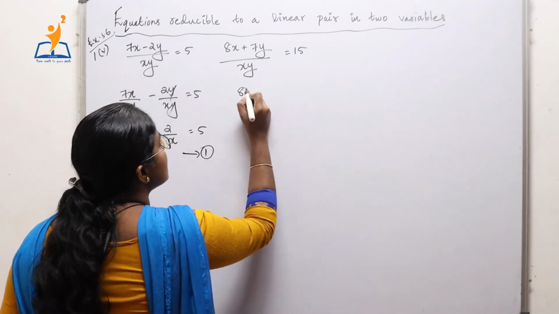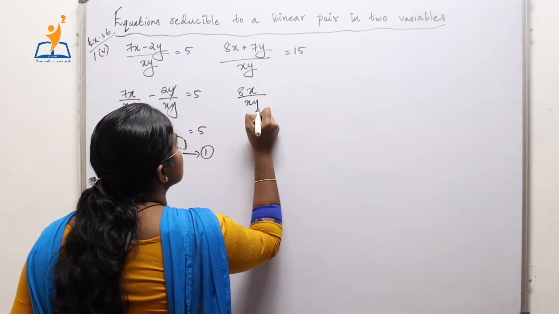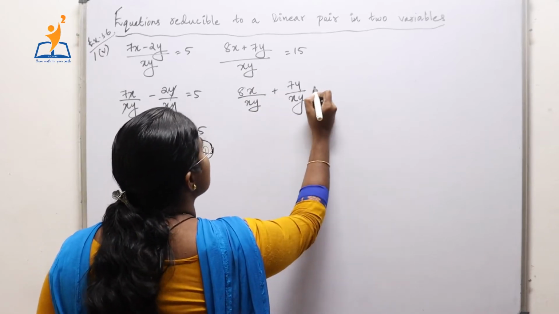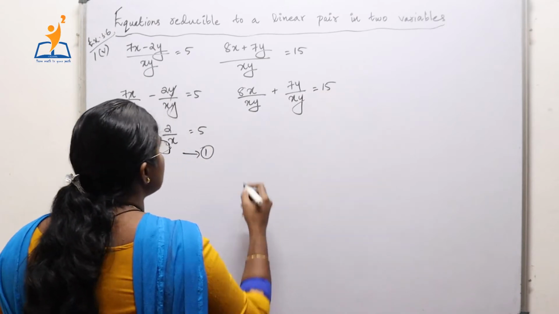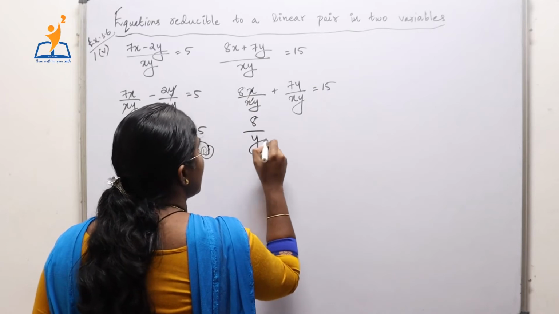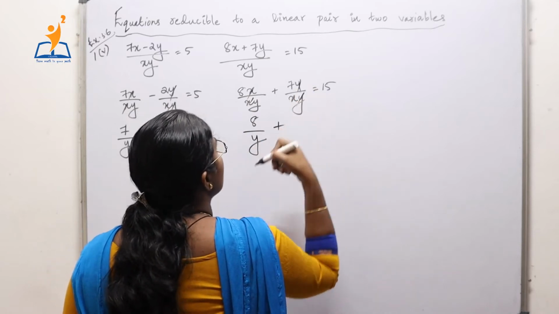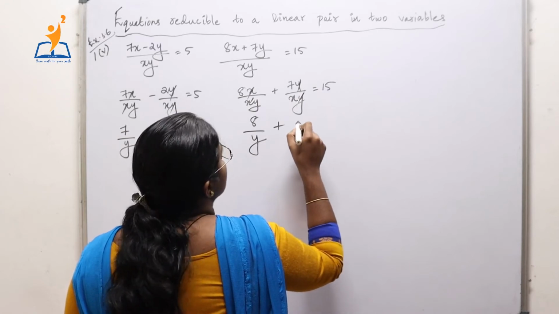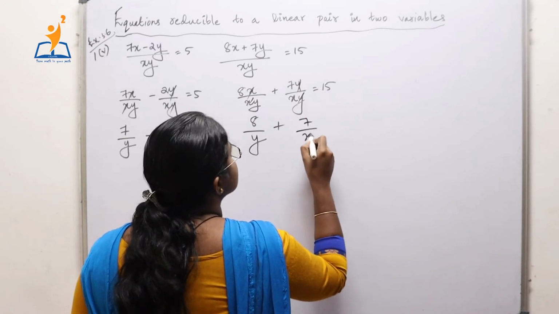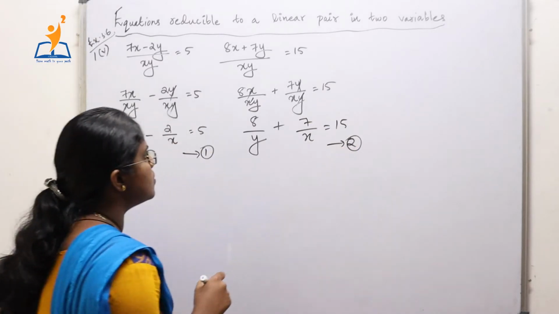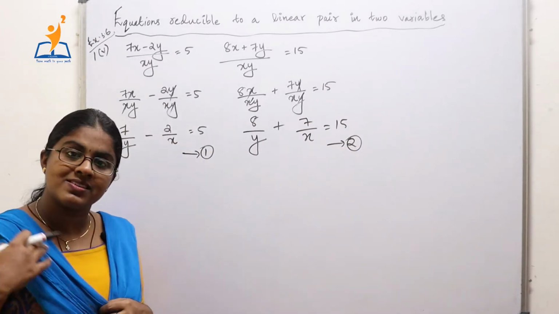Now this equation will become like this: 8x by xy plus 7y by xy is equal to 15. Now x and x gets cancelled, so it will become 8 by y plus, y and y gets cancelled, 7 by x, which is equal to 15. This is our equation number 2. Here also this is non-linear.